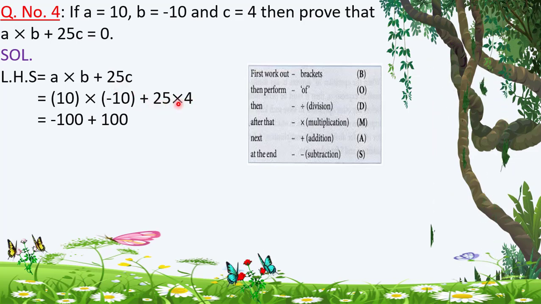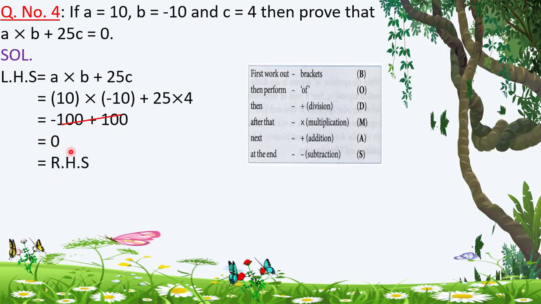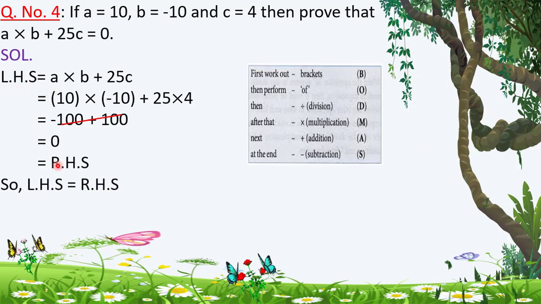Now 25C means that 25 multiplied by C. So you have to substitute 4 for C as 25 multiplied by 4, that will become 100. And we'll write plus sign as it is. In this case the result is 0 as we are subtracting the same number with different signs, which is equal to right hand side. And you can see that left hand side is equal to right hand side and hence proved.